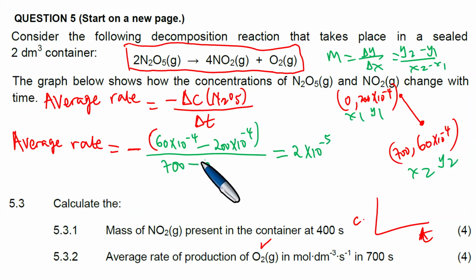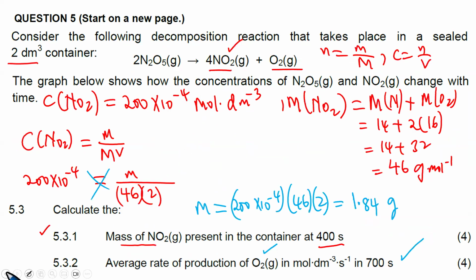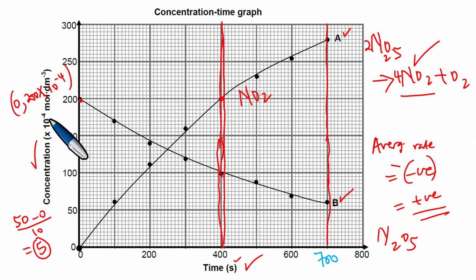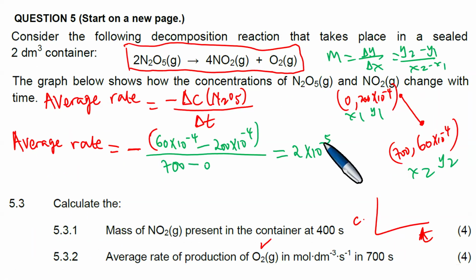The average rate is going to be, the concentration is given in what? On the vertical axis, in moles per cubic decimeter, and the per second is going to be extra. So this is in moles per cubic decimeter per second. But this is not the answer, because this is just the average rate, and we used the N2O5. But in view of the reaction, how does the N2O5 compare to the production of oxygen? Double. 2 N2O5 gives 1 oxygen.